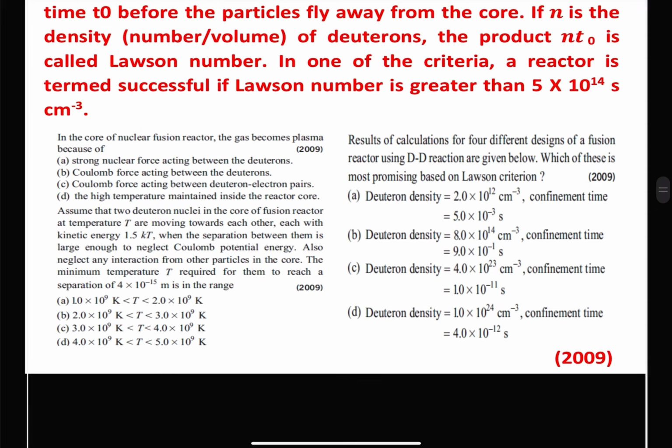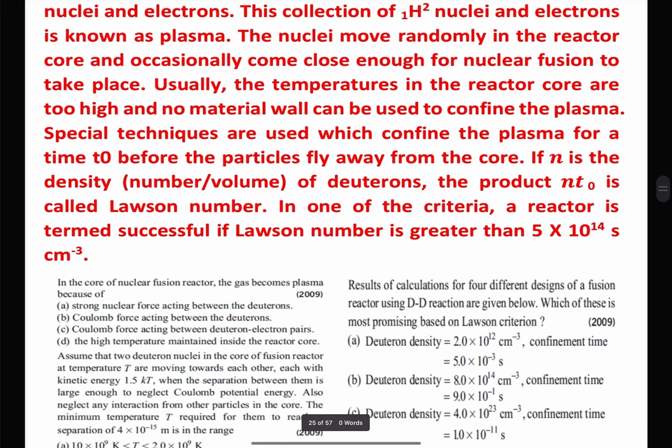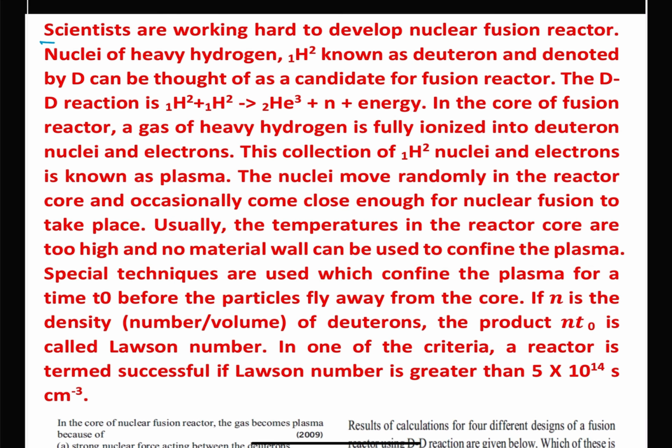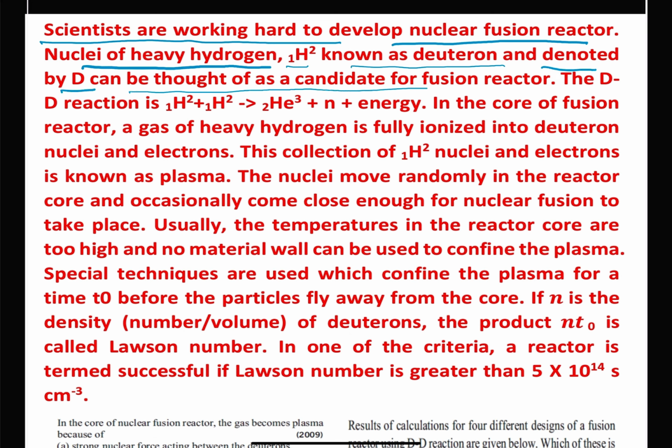Next question. It was asked in the year 2009 and it is basically a passage type question, and it states that scientists are working hard to develop a nuclear fusion reactor. Nuclei of heavy hydrogen, that is 1H2, known as deuterium and denoted by D, can be thought of as a candidate of fusion reactor. The D to D reaction is 1H2 plus 1H2, giving us 2He3 helium plus a neutron plus energy.